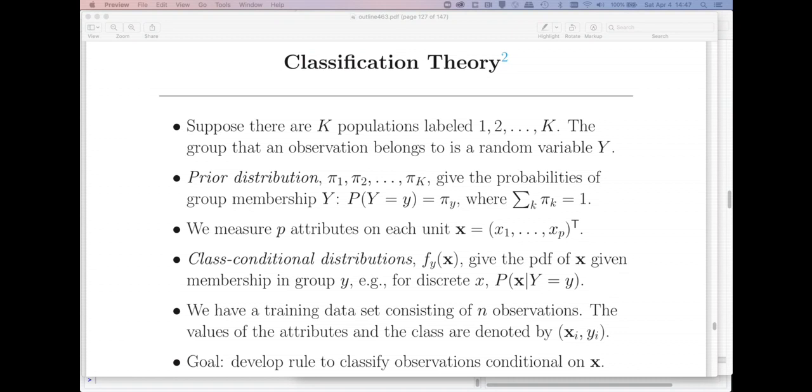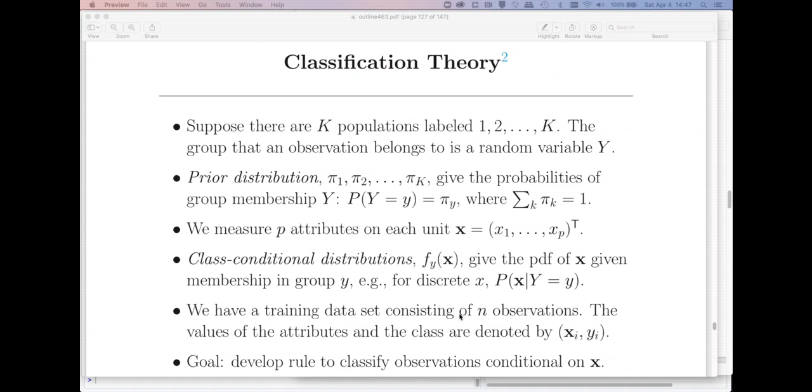So here's the problem. I'm going to suppose that there's K populations, big K populations, and we can label them 1 through K if we like. And I'm going to assume that there's some random variable big Y that indicates the group to which some observation or sampling unit belongs. Now, we're going to describe these K groups with a variety of distributions.